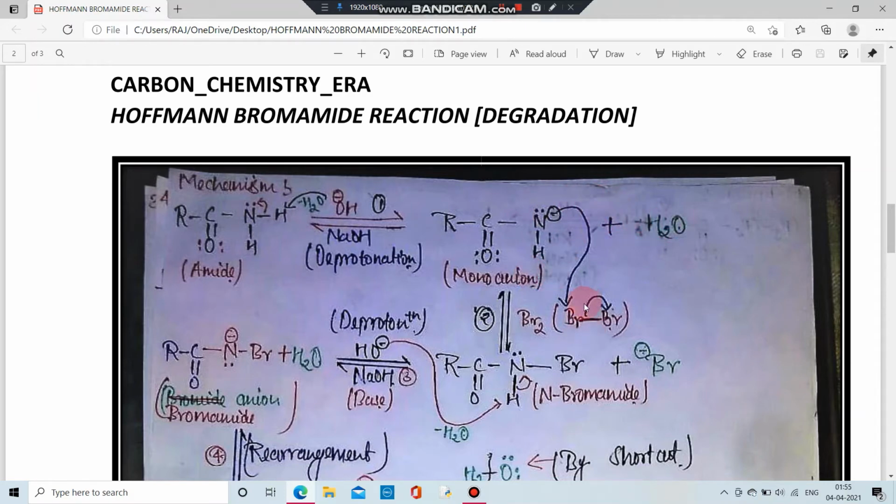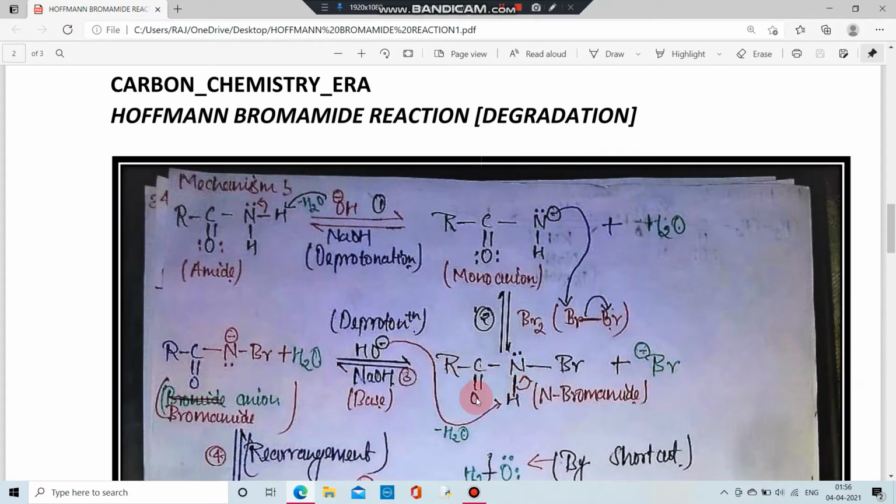Now we have taken another molecule of bromine. What will happen is the negative charge on the nitrogen atom is going to induce a dipole moment in the Br-Br bond. So a partial positive on one Br and a partial negative on the other Br will be created. Now the negative charge will attack the partial positive charge, making a new bond between N and Br, and during that time the sigma bond is going to shift as Br minus, which is taken outside. So we are getting an N-bromamide.